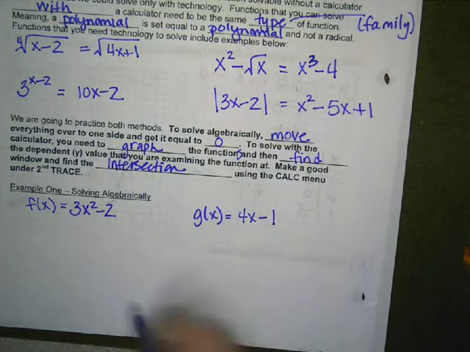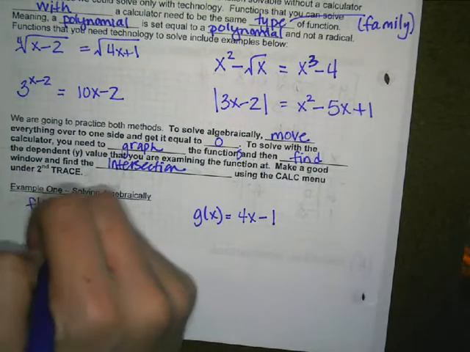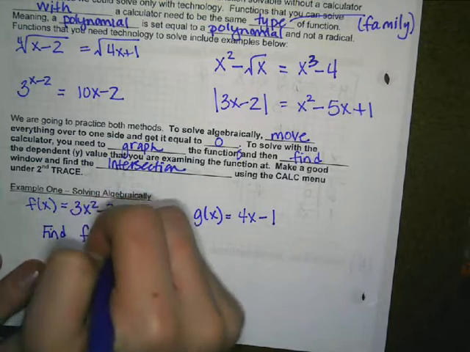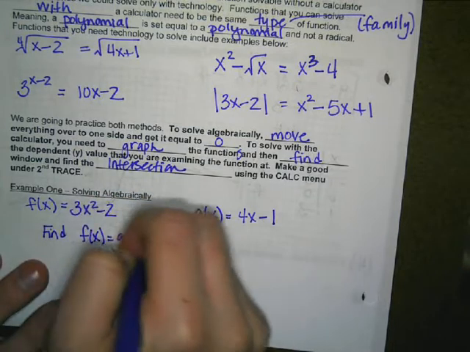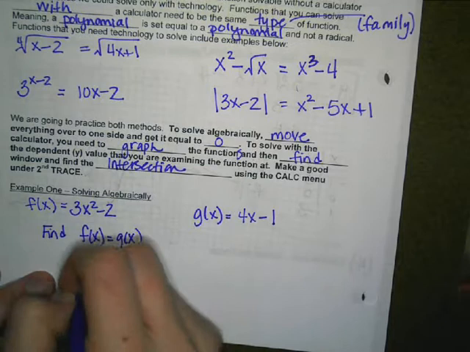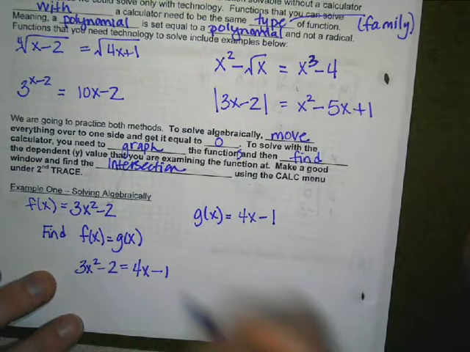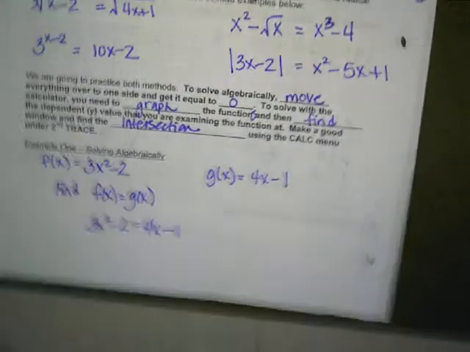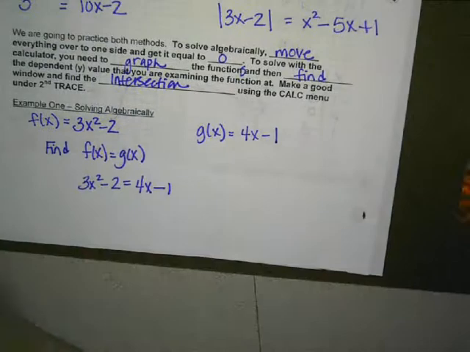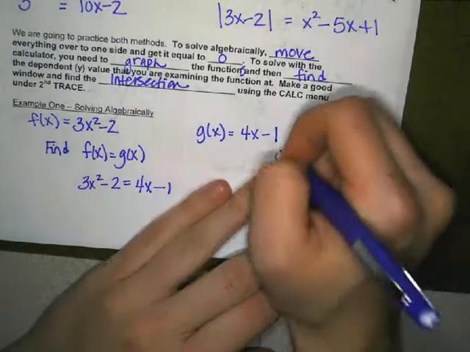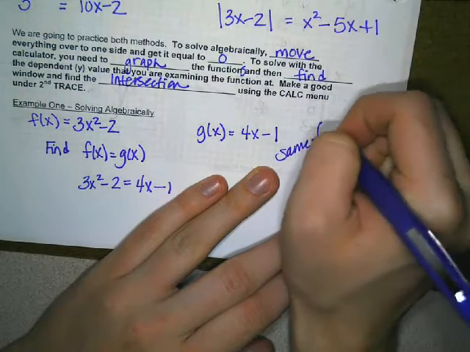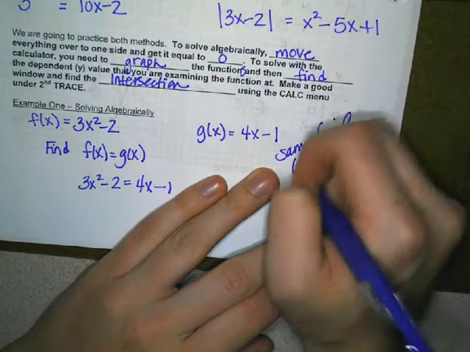So if I say find f of x equals g of x, and I set it up that way, 3x squared minus 2 equals 4x minus 1, we've solved things that look like this before because they're the same family of functions. Maybe you want to write that. Same family. They're both polynomials.